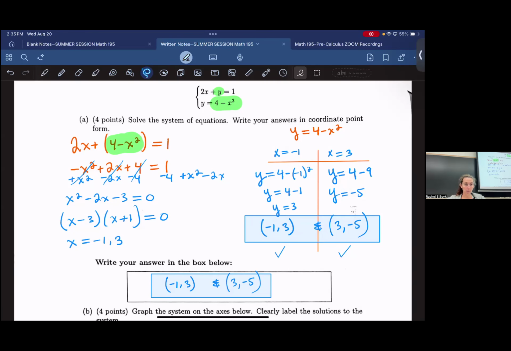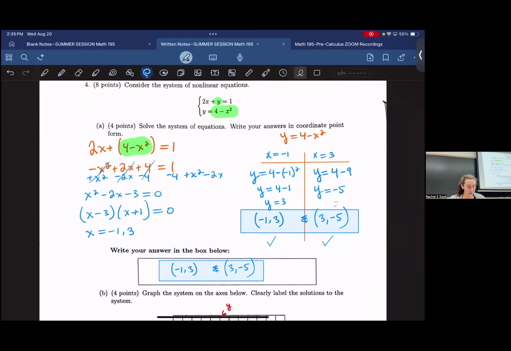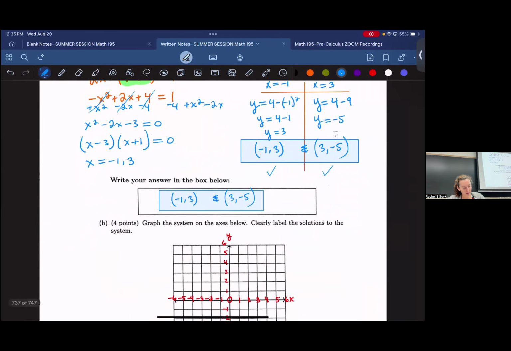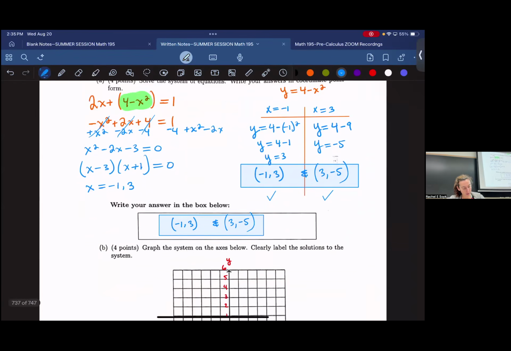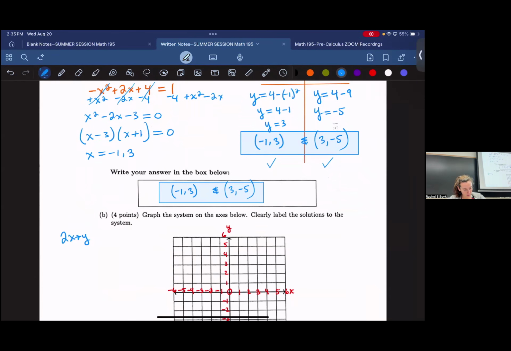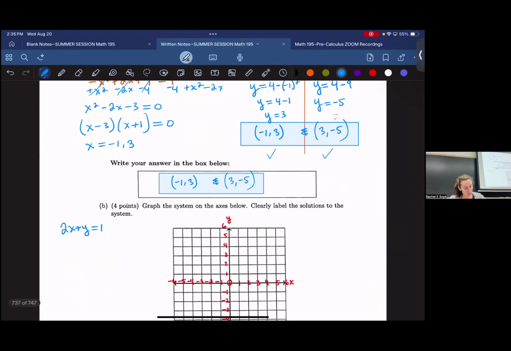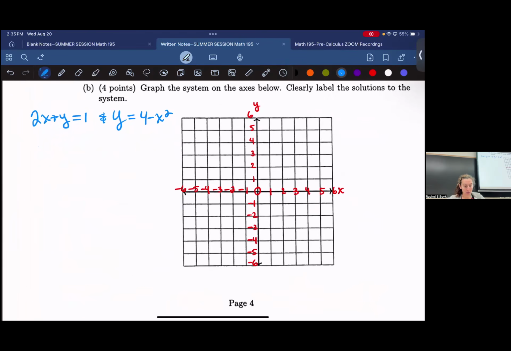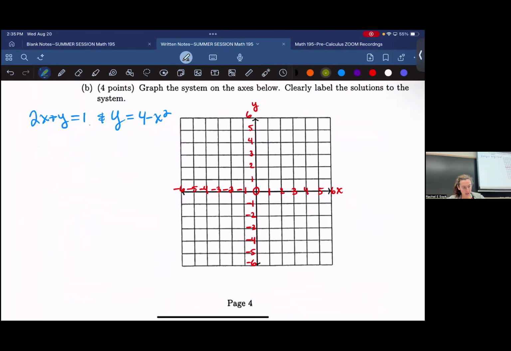Let's move on to part B, where we're actually asked to graph these two equations. So I'm going to write them down here so I don't have to keep scrolling. 2x plus y equals 1. And then y equals 4 minus x squared. So we're going to graph a line and a quadratic. So let's put this line into y equals mx plus b form. And when we do, we're looking at y equals -2x plus 1, which tells us we have a y-intercept at 1, and our slope is down 2 over 1.